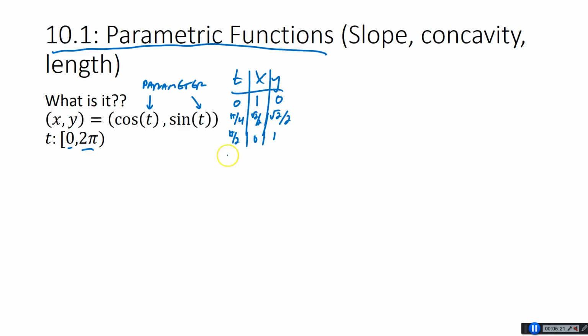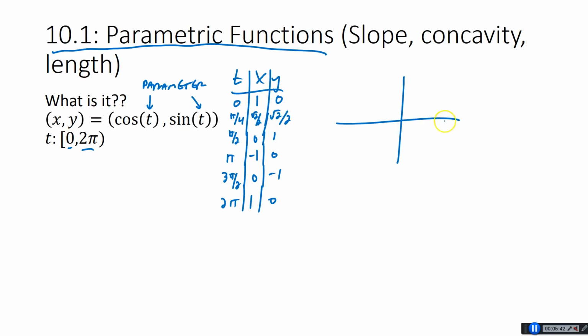Then maybe I'll skip to pi. At pi, cosine is negative 1, sine is 0. Then maybe we go to 3 pi over 2, the bottom of the circle. So at 3 pi over 2, cosine is 0, sine is negative 1, and then all the way at 2 pi, which isn't really included, but it's going to get really close to it, cosine is 1 and sine is 0. So if we were to graph this, we start off at 1, 0.